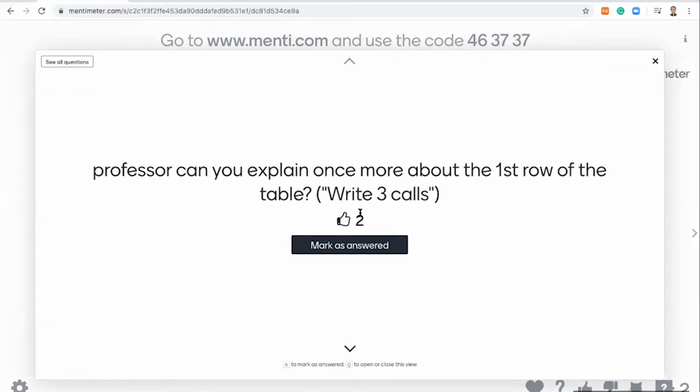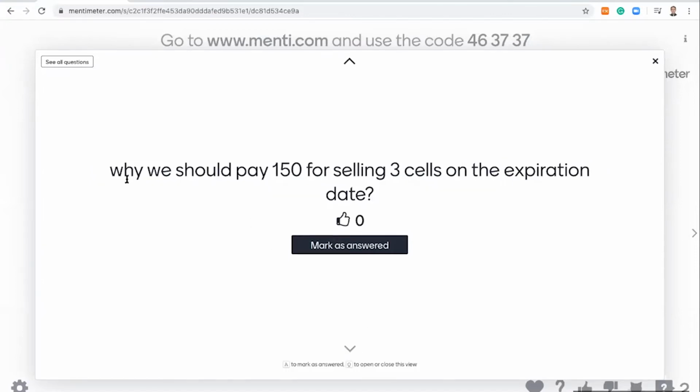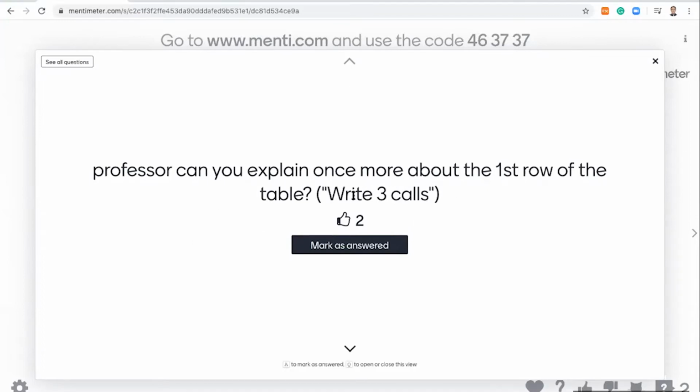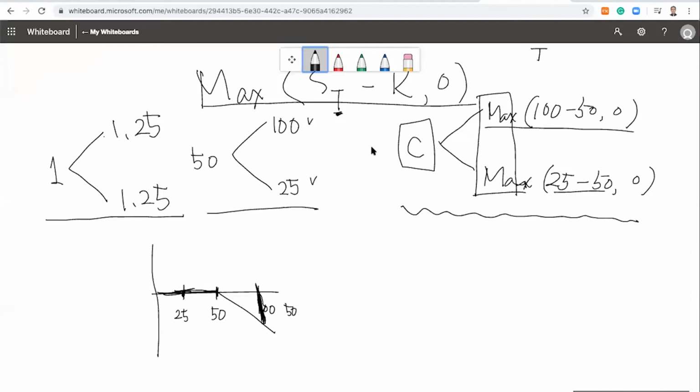Okay, I'm going to explain. I think I can explain these two together. So why should we pay 150 for selling 3 calls on the expiration date? And what do you mean by 3 calls?